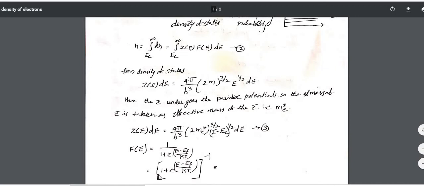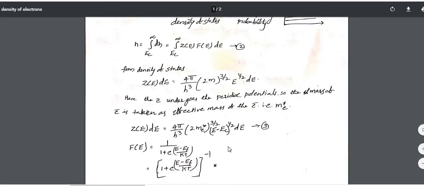This can be written as [1 + e^((E − EF)/kT)]^(−1), and then we can get E − EF is very much greater than kT. F(E) equals, we can get e^((EF − E)/kT). This is equation 4. And substitute equations 3 and 4 in equation 2.